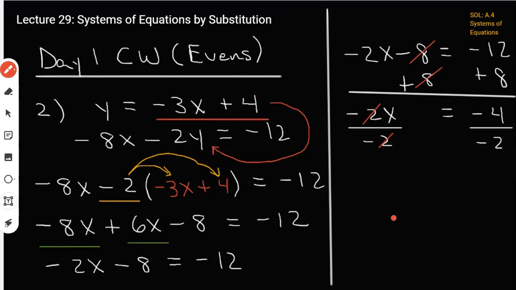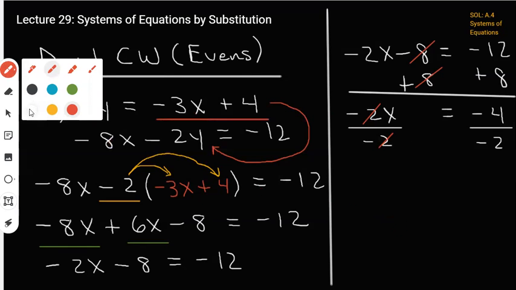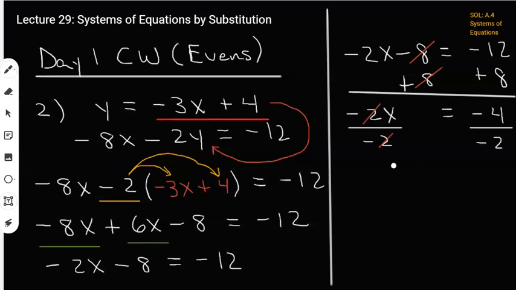So the negative 2's are going to cancel out. I'm going to bring down the x variable. And then negative 4 divided by negative 2 is just a positive 2. And I'm going to put a box around that, like this. So now I know what x is. X is 2. But what is y going to be?